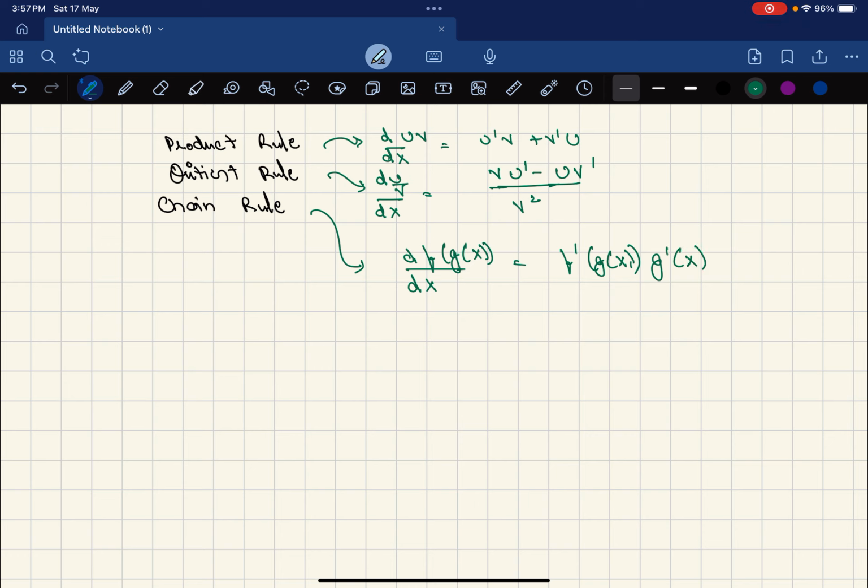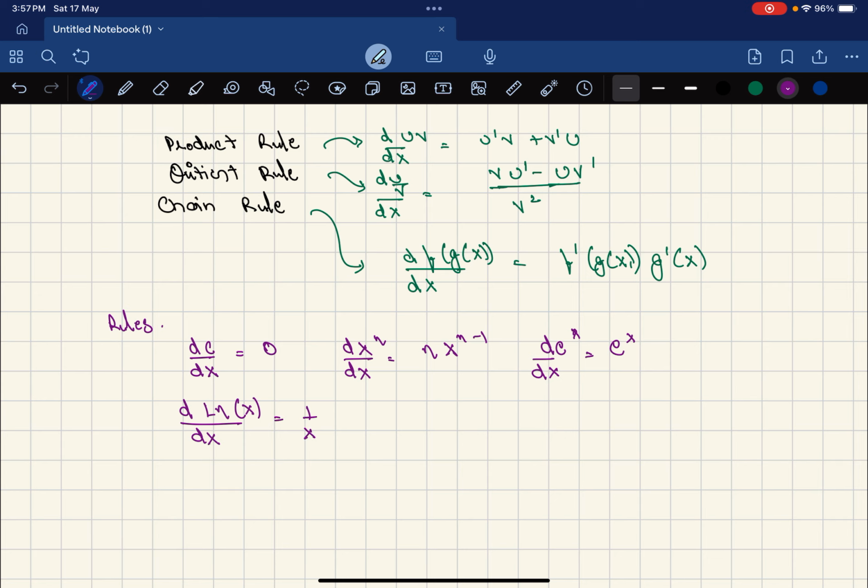So these are the three major principles which we would be using to find the derivatives of complex functions in general. Now there are some very basic rules which we started with. If you remember, the derivative of a constant was 0. Then we looked at the derivative in terms of the power law, given as n x^(n-1). Then we also looked at e to the power x, which has the same derivative as e to the power x. Then we can also calculate the derivative of ln x, that is log of x, which is nothing but 1 upon x.